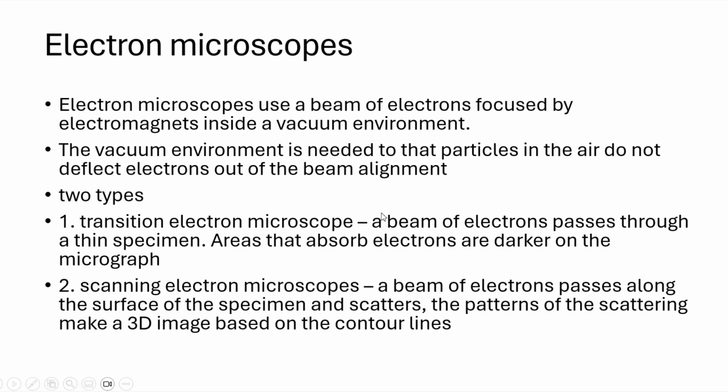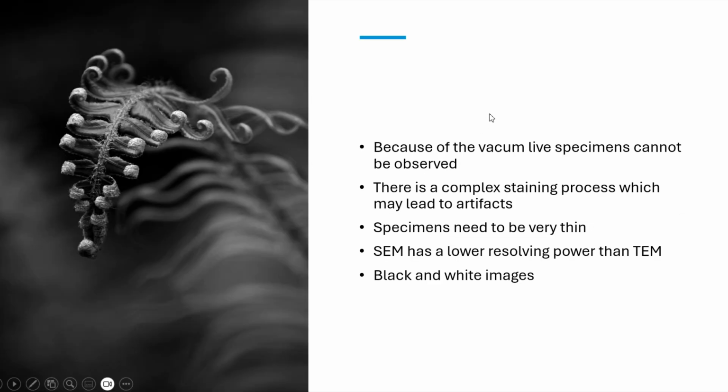The reason the resolution is very high for electron microscopes is because the wavelength of an electron is very small. Alright. Because of the vacuum, live specimens cannot be observed. Because it's in a vacuum, nothing can breathe in a vacuum, so the specimen is not alive. There are also complex staining processes, which might lead to artifacts. Artifacts are when there's other random stuff inside the image that's not supposed to be there, because of the complex staining process. That's also a reason why the specimen can't be alive. You get me?